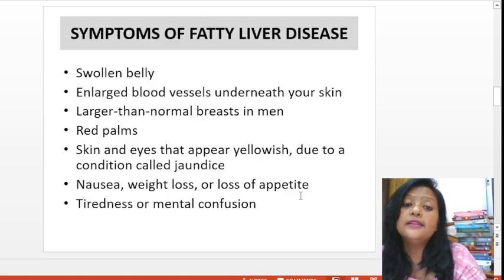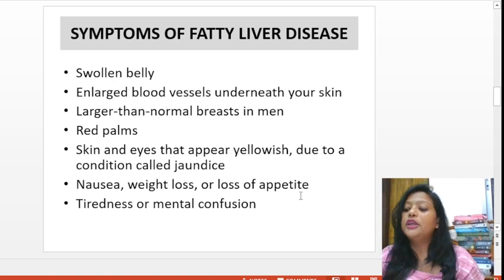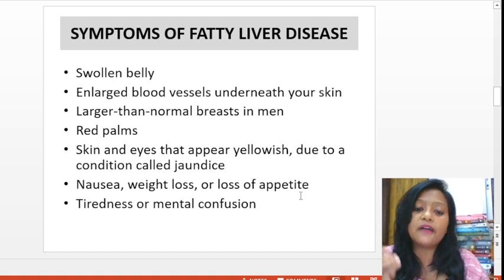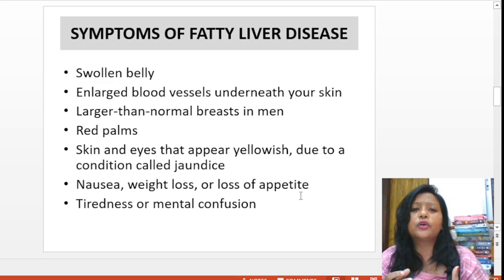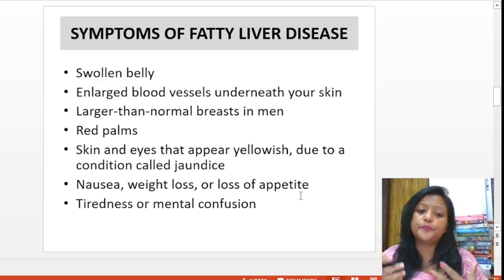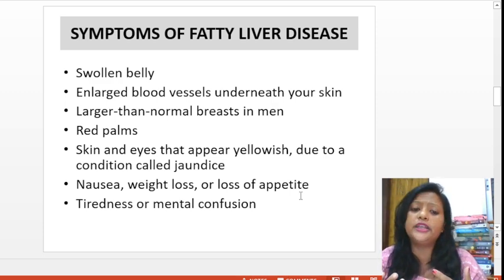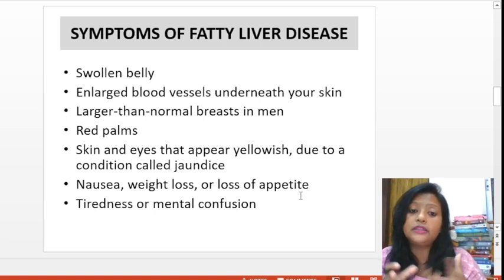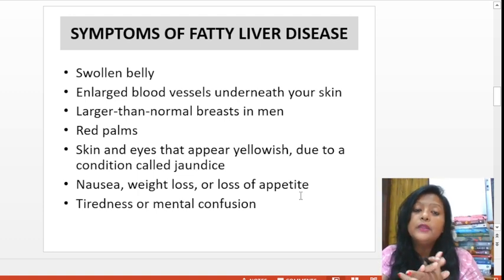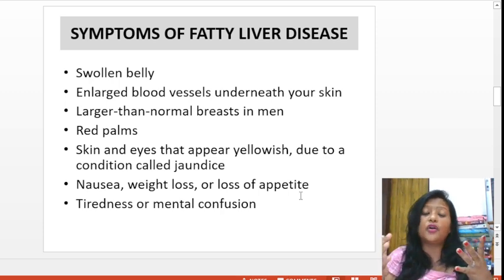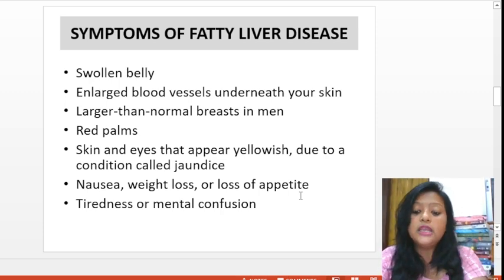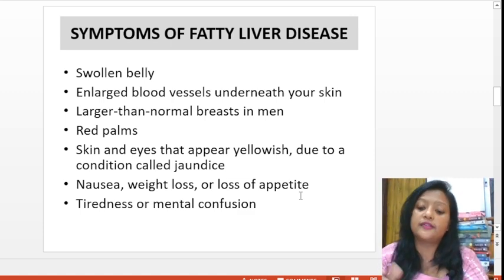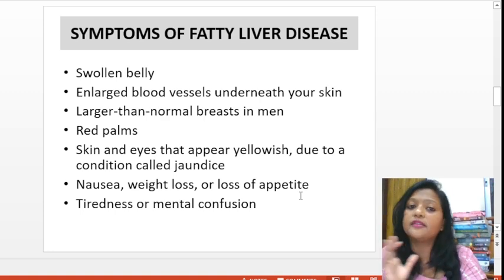Okay. Moving on. Symptoms of fatty liver disease. As I've already told you, your belly will start swelling. Also, you'll start having pain. Suddenly there'll be weight loss, or you don't feel hungry, you will feel like vomiting, nausea. Also, sometimes you will see your blood vessels enlarging. Also in men, the breast size will increase. The palms of your hands will become reddish in color, and you'll always feel tired and mentally confused. And also you may suffer from jaundice. Then you should know that your liver is in problem.